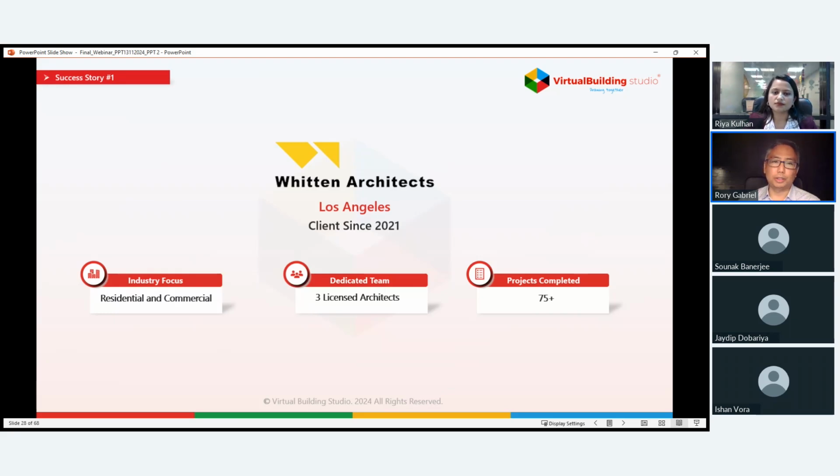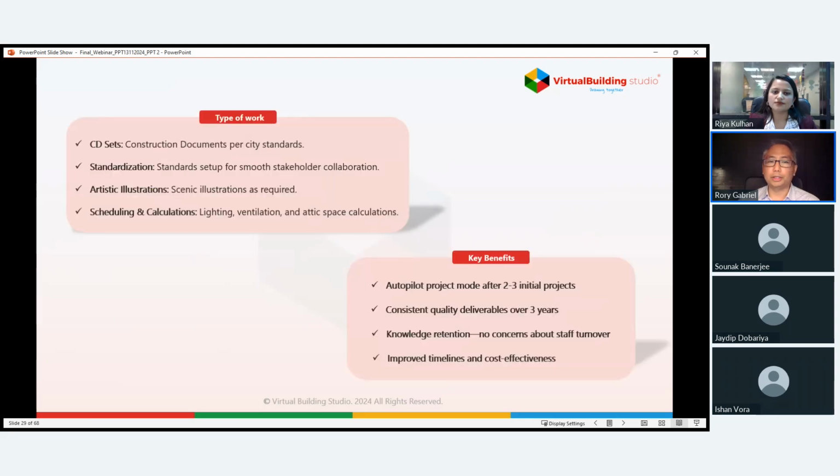You know how it goes when you're juggling multiple projects. It's easy for things to slip through the cracks. So here's what we did. We worked closely with their team to establish clear workflows and set quality benchmarks right from the start. This wasn't just about improving 1 or 2 projects. It was about creating a system that would work across all their projects.